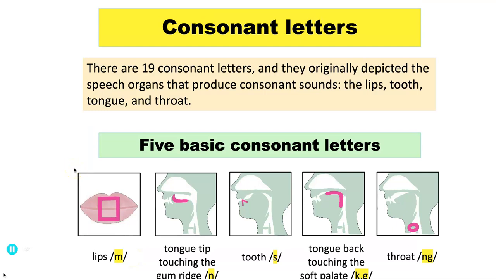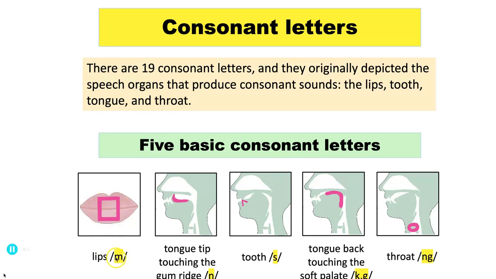So basically in Korean, there are 19 consonant letters, and they originally depict the speech organs that produce the consonant sounds, such as the lips, teeth, tongue, and the throat. So here are five basic consonant letters. The first one is this kind of shape. King Sejong and his scholars tried to depict the shape of the mouth.